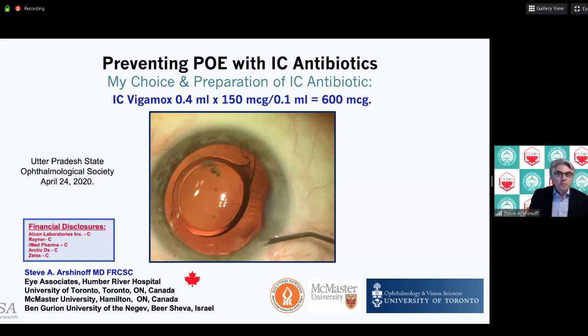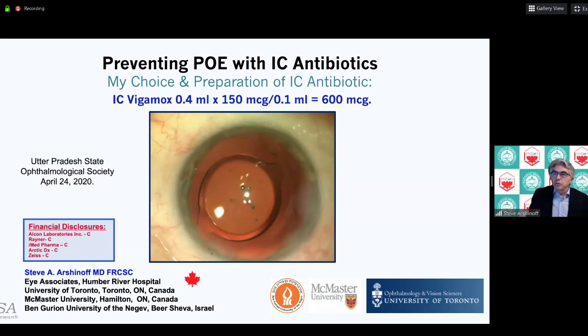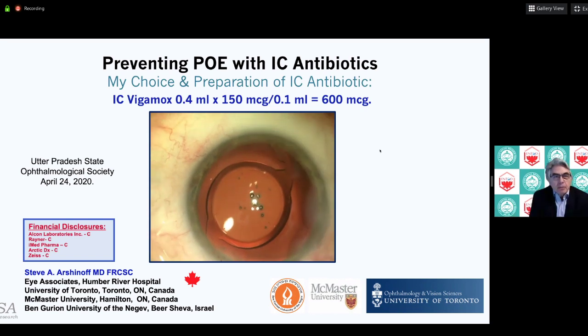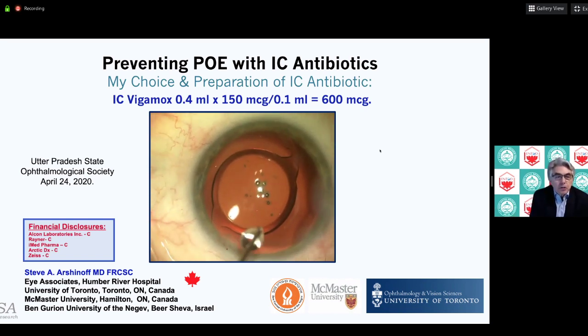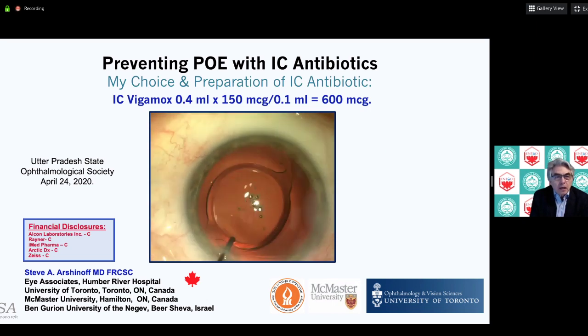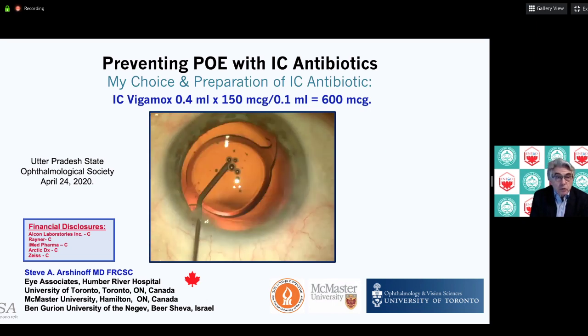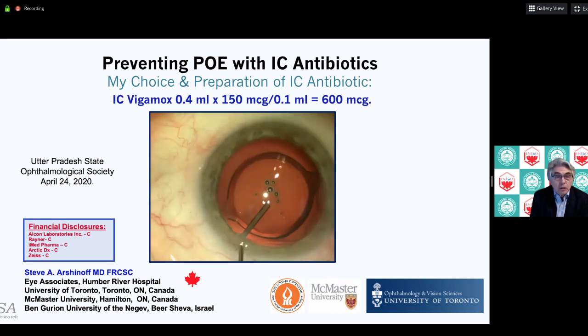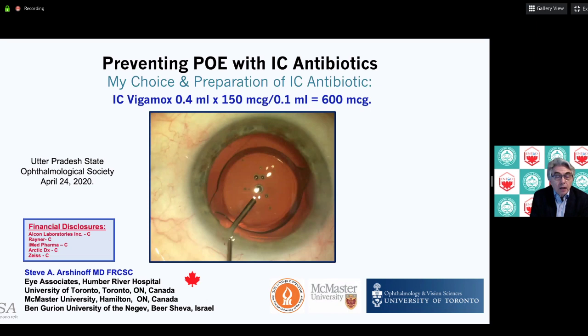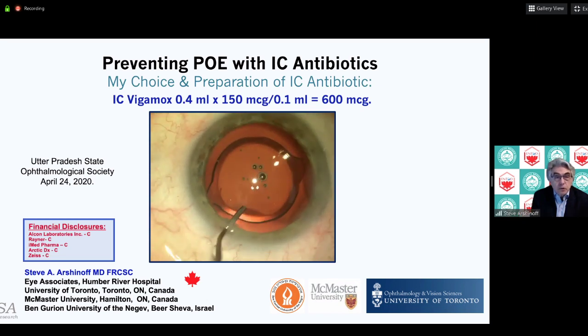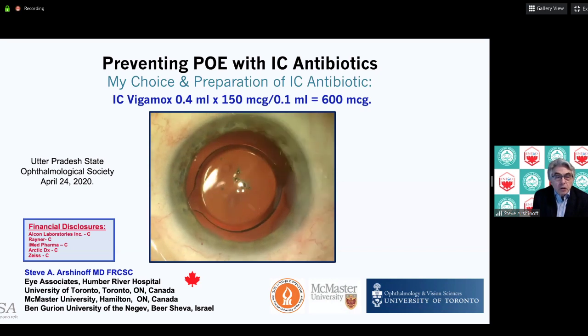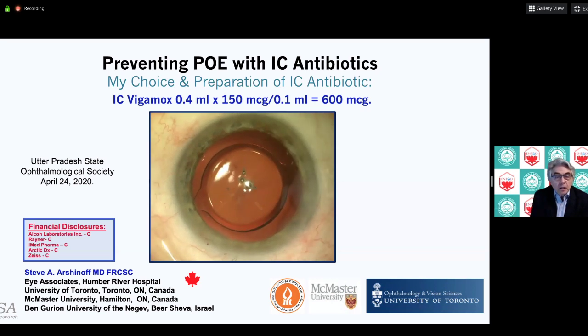So my topic is going to be preventing endophthalmitis with intracameral antibiotics. I'm going to talk about my preferred choice, which is diluting intracameral Vigamox, which we use in North America because only Vigamox here has been shown to be safe. I know we have multiple drugs in India that you use that are also safe, but not here. I just showed you a brief video of how I inject it. One of the advantages of using a larger volume is that you can reposition the lens as you inflate the eye.